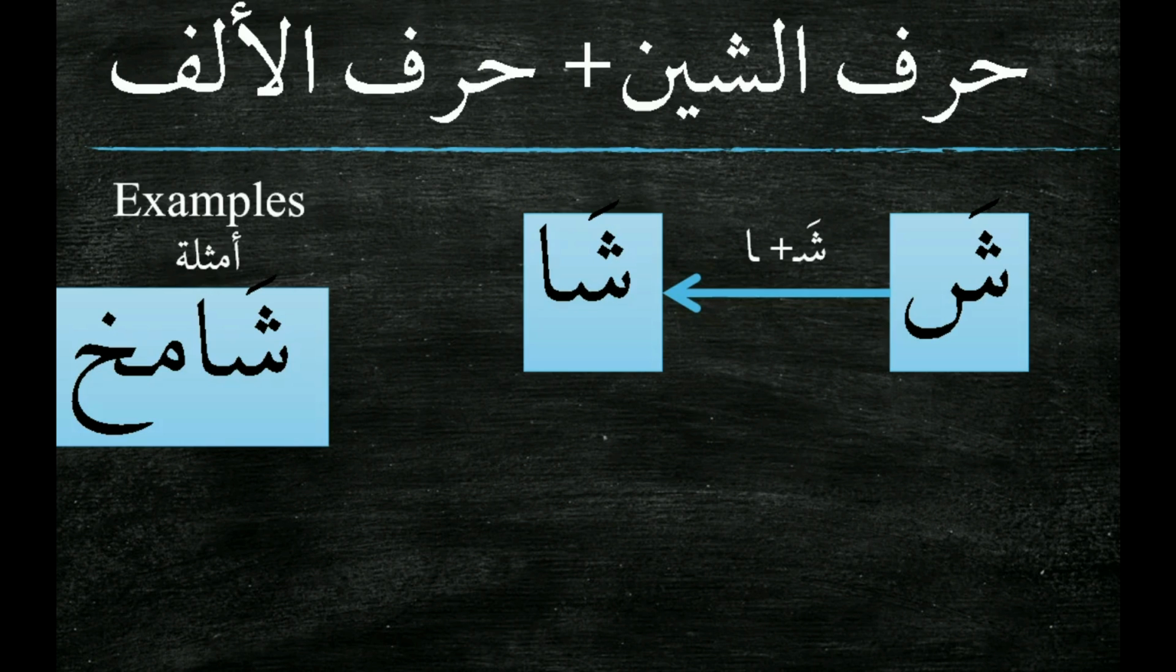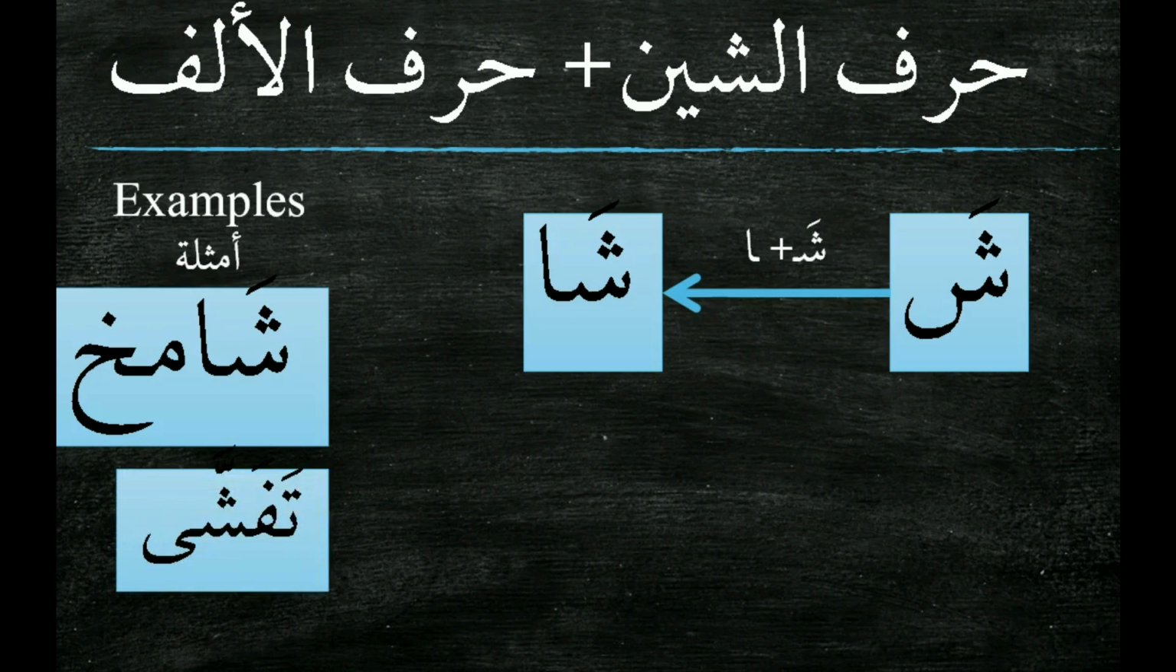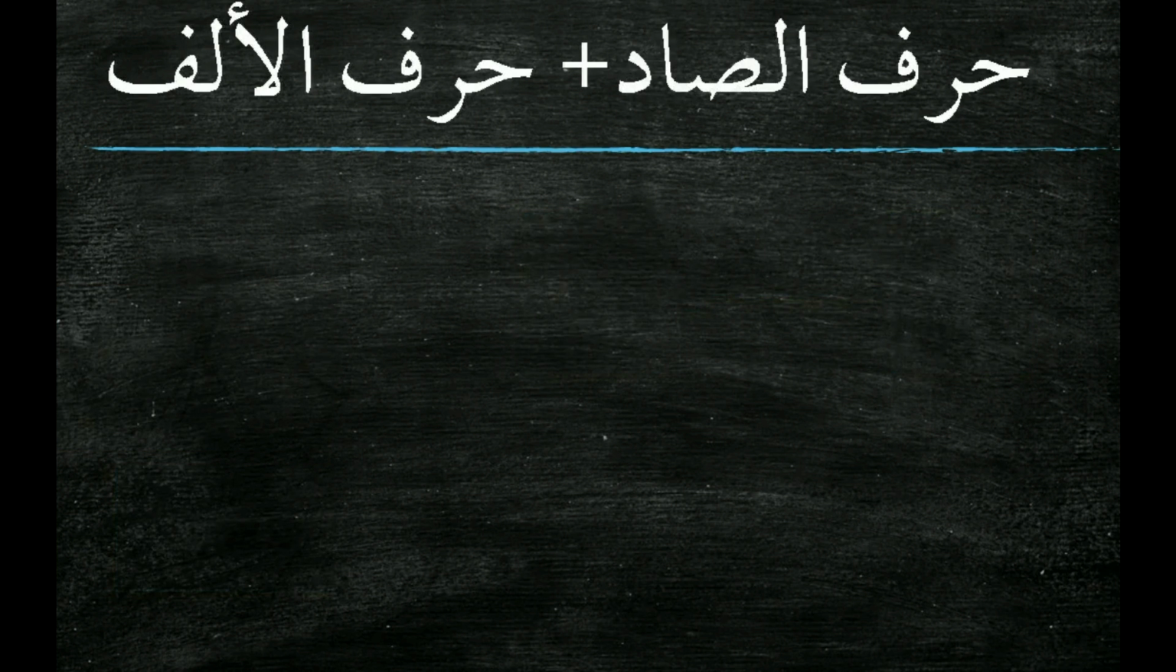So it doesn't make a sound of a fatha, it doesn't make a sound of a dhamma. It makes a sound that is not in the Arabic language. It might be in other languages. So we don't say shemikh, we say shamikh, just like sa, just like ka in cat. You don't say coat, you say cat, cat, sha, shamikh. تفشى, تفشى. حرف الصاد.